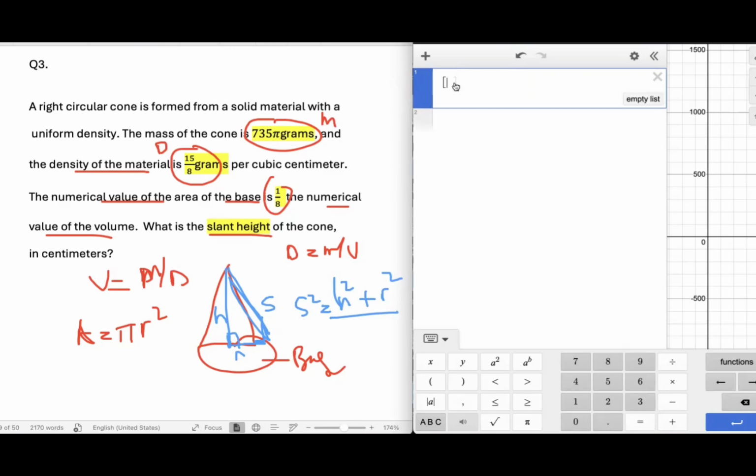Mass is what? 735 pi. That's the mass. You have to divide it by the density. The density is 15/8. Therefore, if you divide it, you're going to multiply this by 8 and divide all of them by 15. That's the volume. What we need is the area of the base. The area of the base is what? They said is 1/8 of the numerical value of the what? The volume. So I'm just going to do 1/8 of that. So 1/8 of all this volume, right?